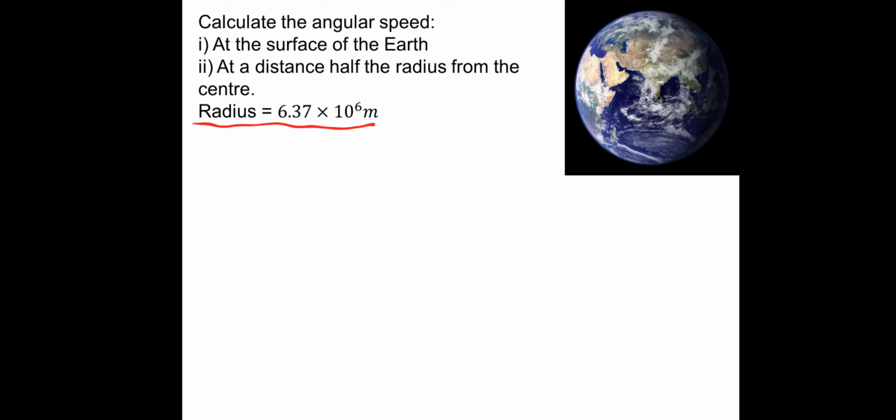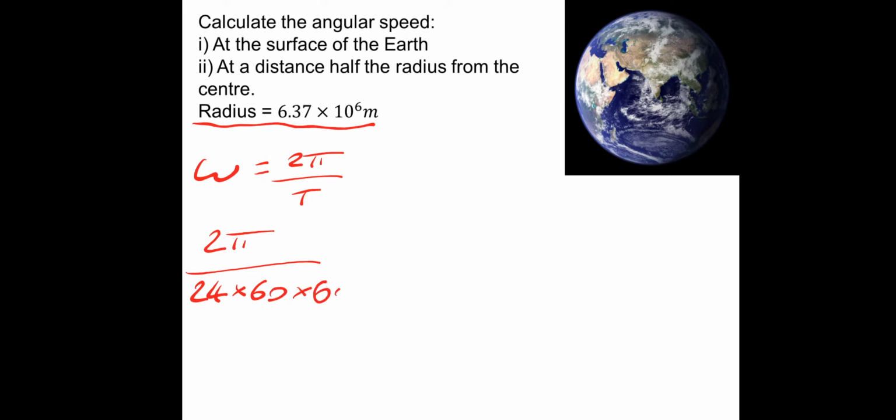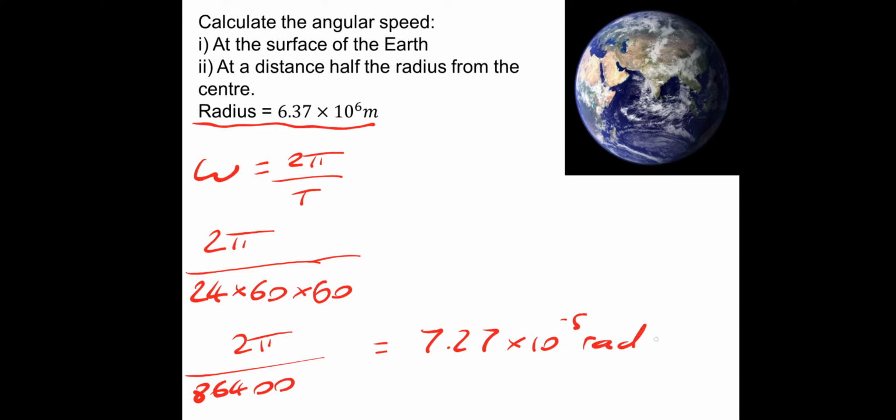The angular speed at the surface of the Earth is simply given by omega is 2 pi divided by the time period. The time period is the amount of seconds it takes for the Earth to rotate, so that would be 24 hours, and then there's 60 minutes in every hour and 60 seconds in every minute. So that would give you 2 pi divided by 86,400. That gives us an angular speed of 7.27 times 10 to the minus 5 radians per second.